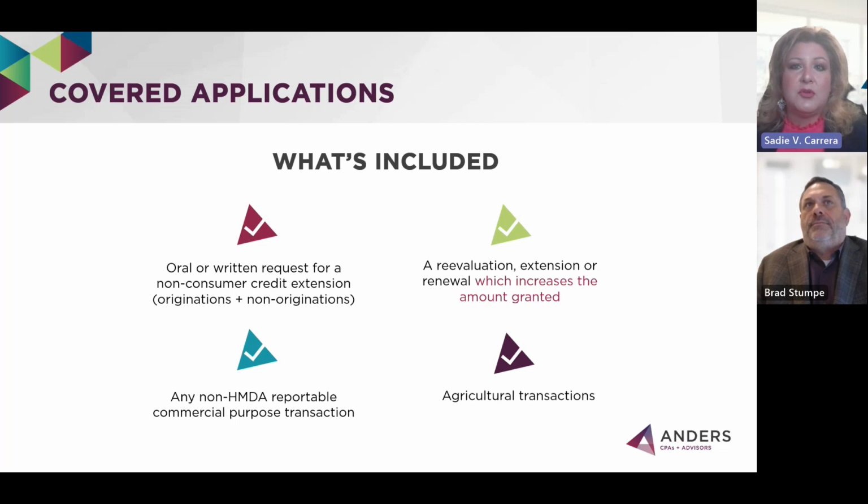So for example, a commercial loan that was secured by a dwelling, it wasn't purchased, wasn't refinancing, wasn't improving a dwelling, but you were using all the funds to pay off a business purpose credit card. Those would be reportable under this new rule. And then finally, we have our agricultural transactions, all the farm loans. Those are going to be reportable under this new rule. That's what's included under a covered application.